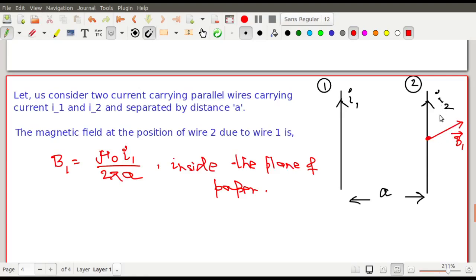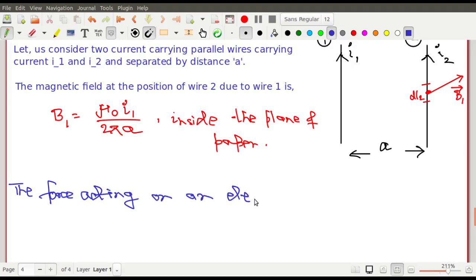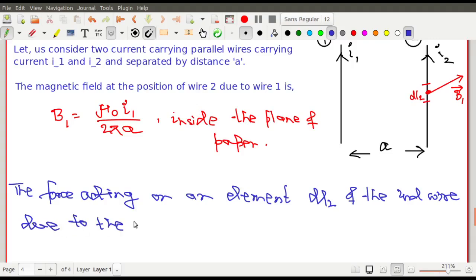Now, what happens to this I2? A small element of this I2 will experience a force, how much? Suppose here I consider a small element of this one. This is dL2. So here I write: the force acting on an element dL2 of the second wire due to the magnetic field of the first.